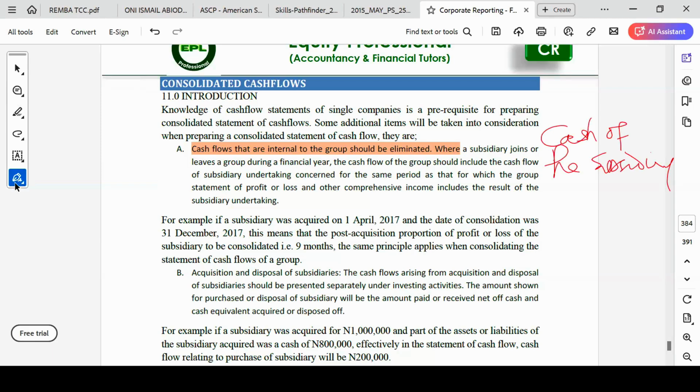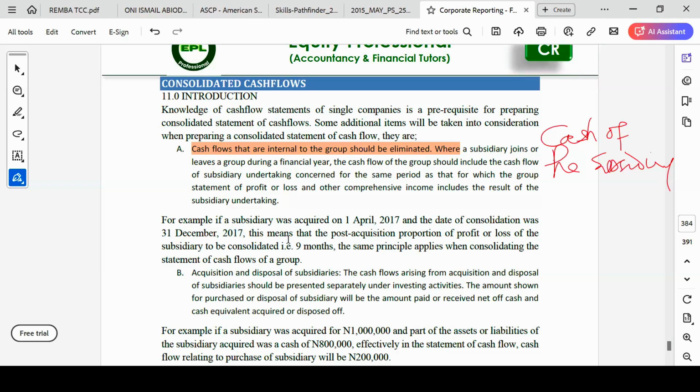Let me see if they give an example. They say where a subsidiary joins or leaves a group during a financial year, the cash flow of the group should include the cash flow of the subsidiary undertaking concerned for the same period as that for which the group statement of profit or loss and OCI includes the result of the subsidiary undertaking. That seems like a lot. Let's look at an example. It said if a subsidiary was acquired on 1st April 2017 and the date of consolidation was 31st December 2017, this means that the post-acquisition proportion of profit or loss of the subsidiary is to be consolidated for 9 months.